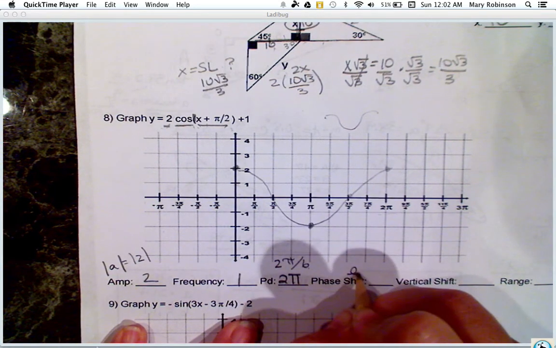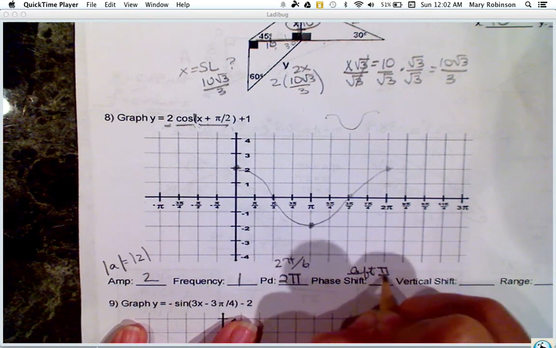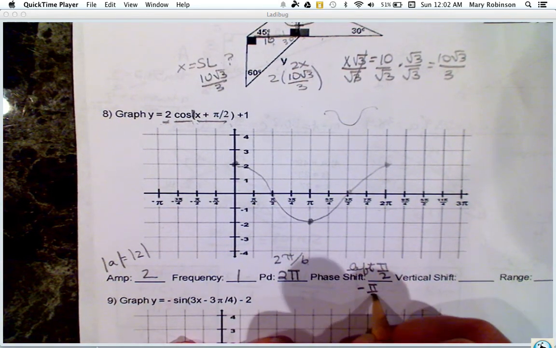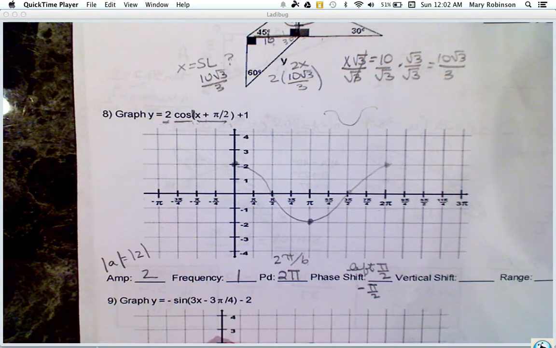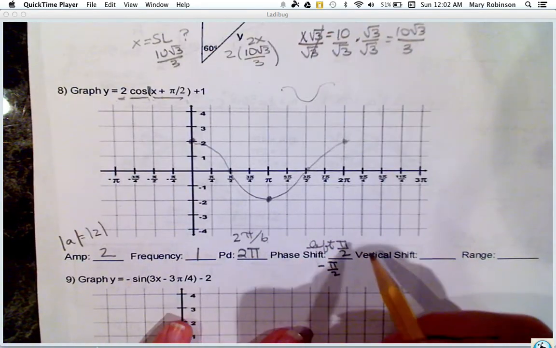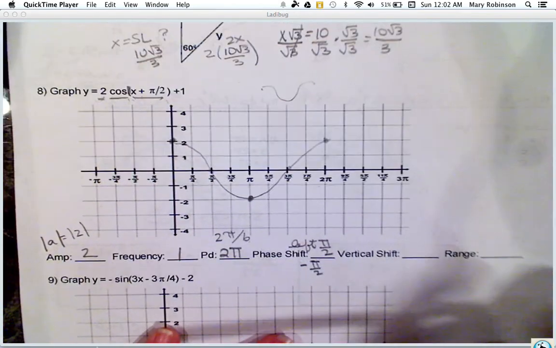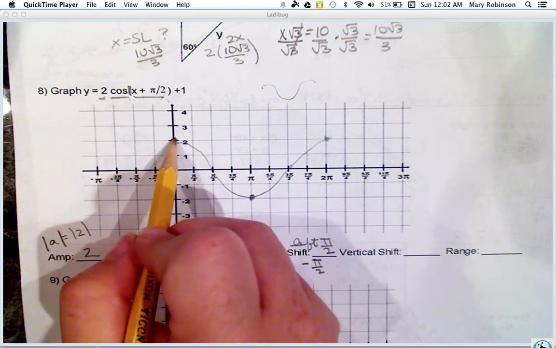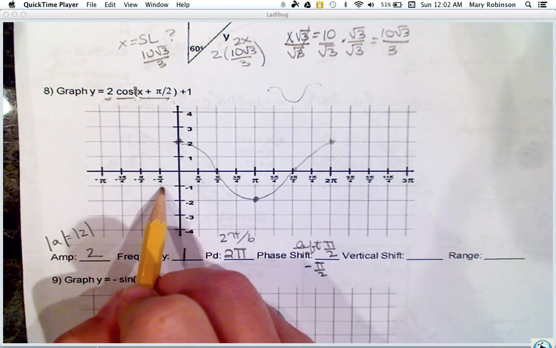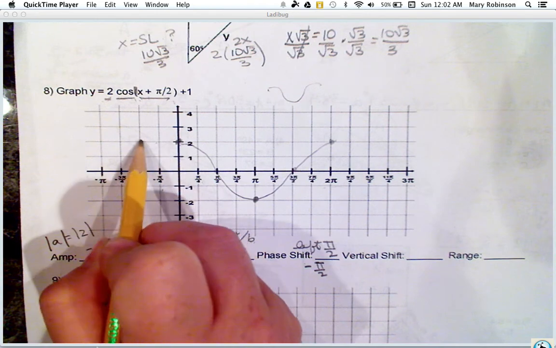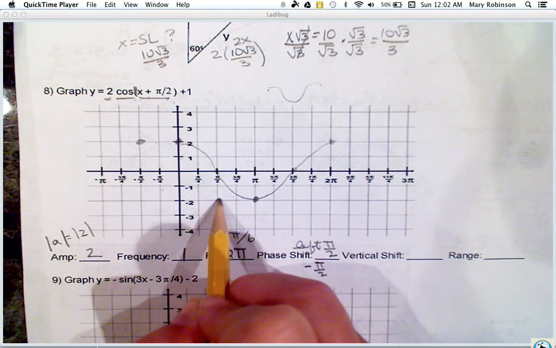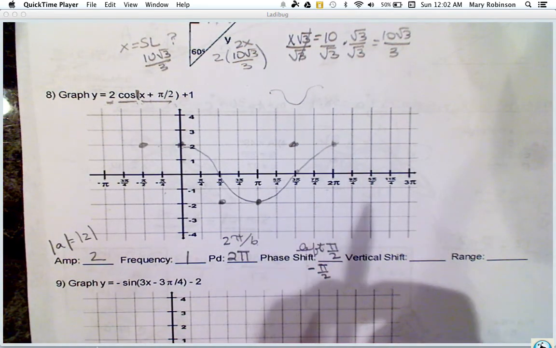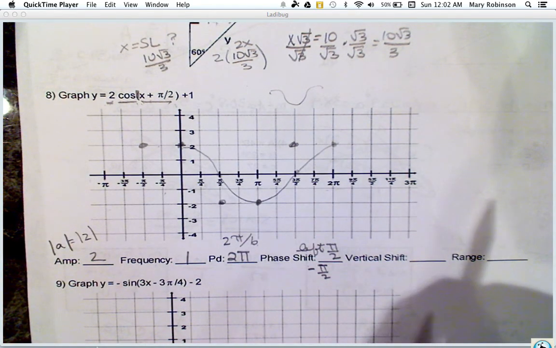So please make sure you put in here not just pi over 2, but left pi over 2. Or you can put negative pi over 2. That also indicates that you're going left. Either of these would be acceptable, either left pi over 2 or negative pi over 2. So now what I'm going to do to my graph is take all of my points and shift them left pi over 2. Remember, these intervals are in pi over 4, so that means we're going to have to move every point 2 spaces to the left.